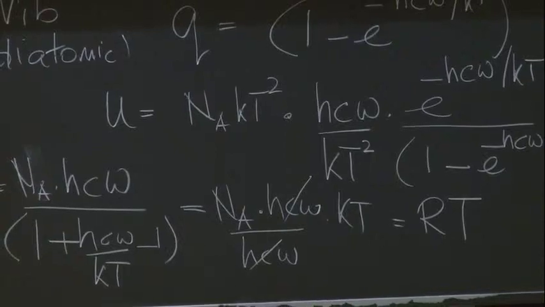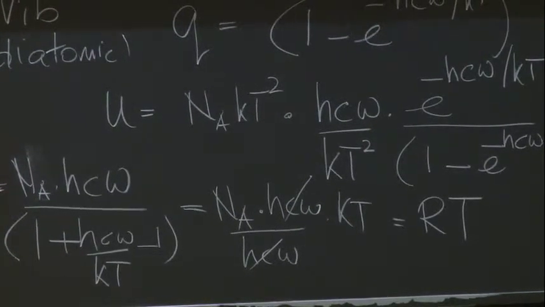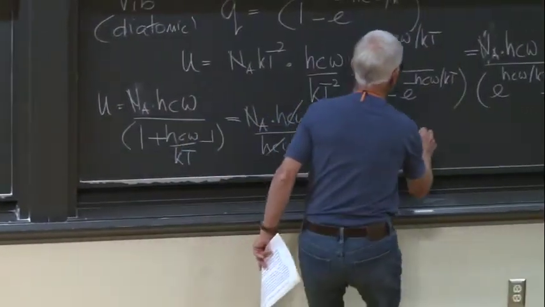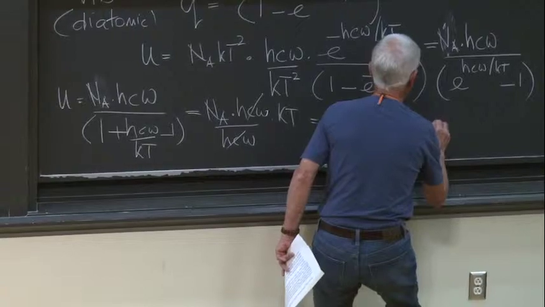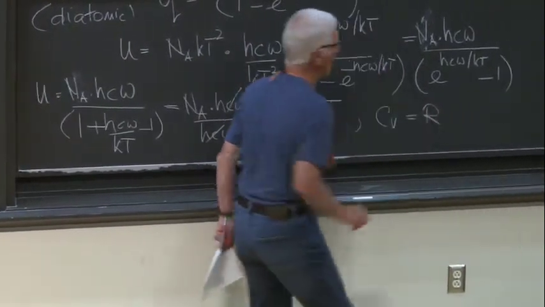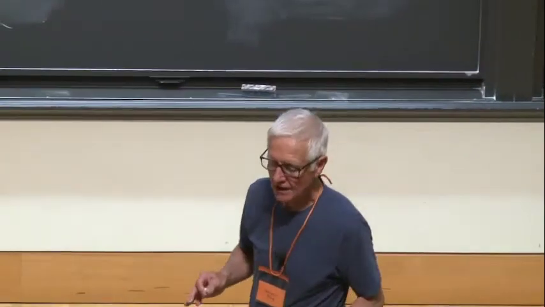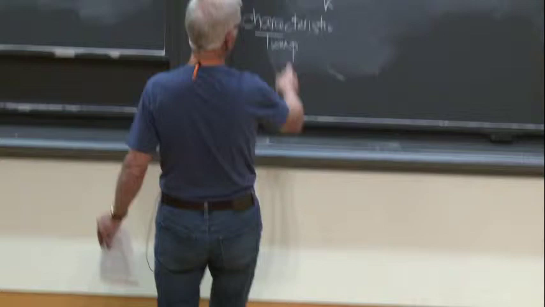And so at high temperatures, the vibrational energy tends towards RT, which is the classical limit for vibration. And obviously, the heat capacity is going to be equal to R. So at high temperatures, everything is fine and dandy, but at intermediate temperatures, you've got to worry about the vibrations, and you've got to worry about this quantity here, the characteristic temperature.